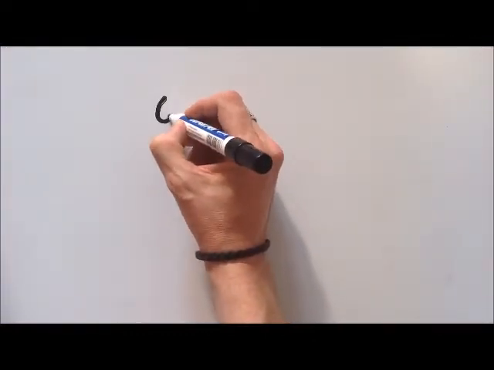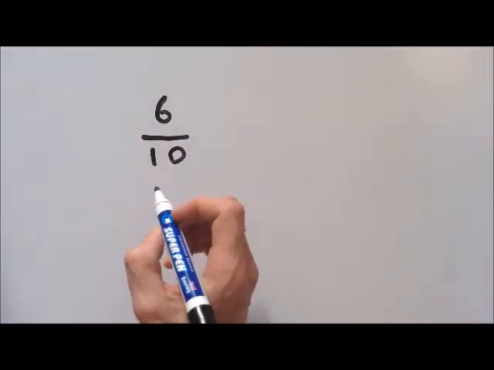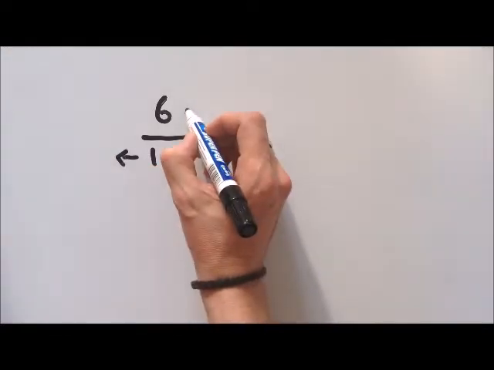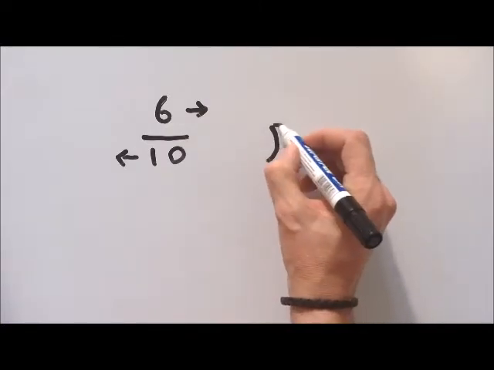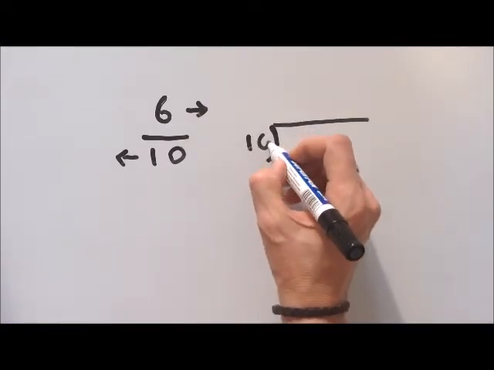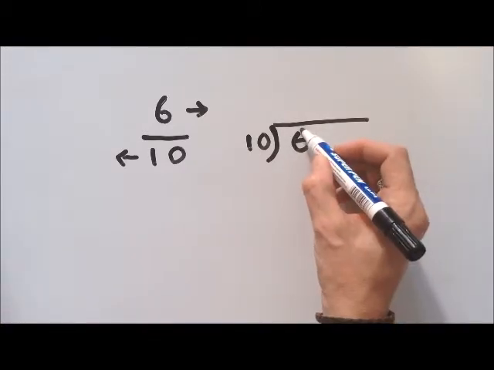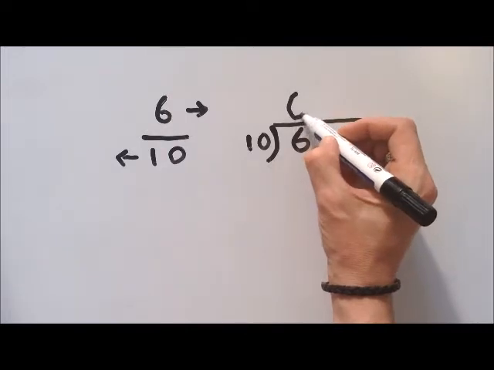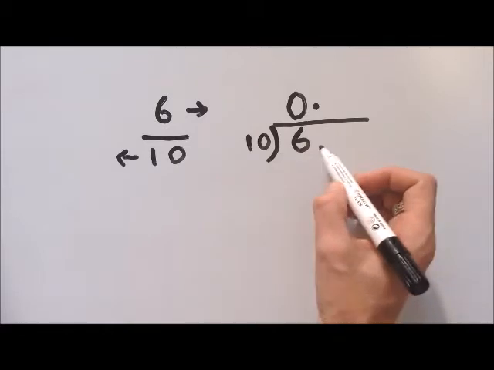We'll do 6/10. Okay, so remember arrows. The denominator at the bottom goes this way, the numerator at the top goes that way, and we place it in our bus stop, like so. And we put our 6 here. How many 10's can we get out of 6? We can't, can we? Once again, like in our previous video on bus stop with decimals, put a 0 up here and a point, because we've run out of numbers.